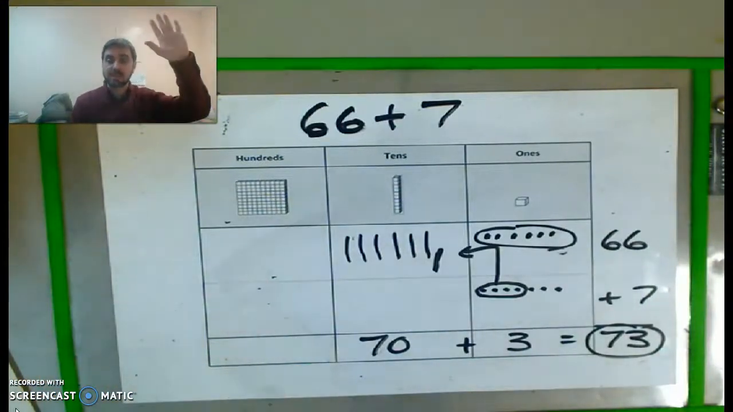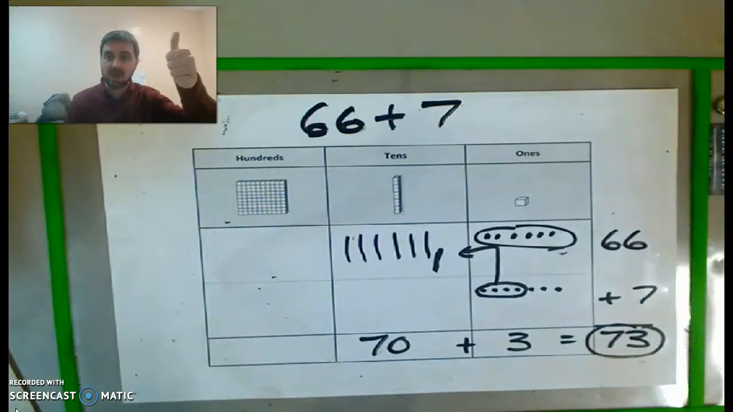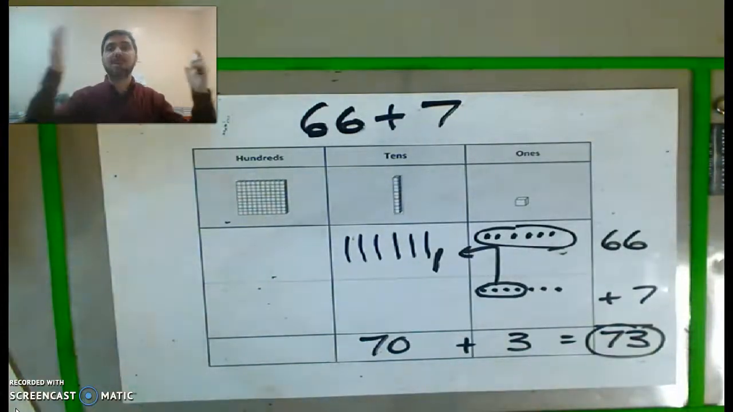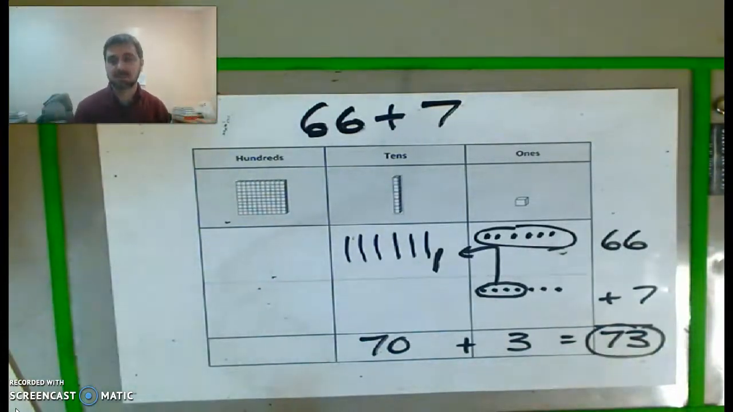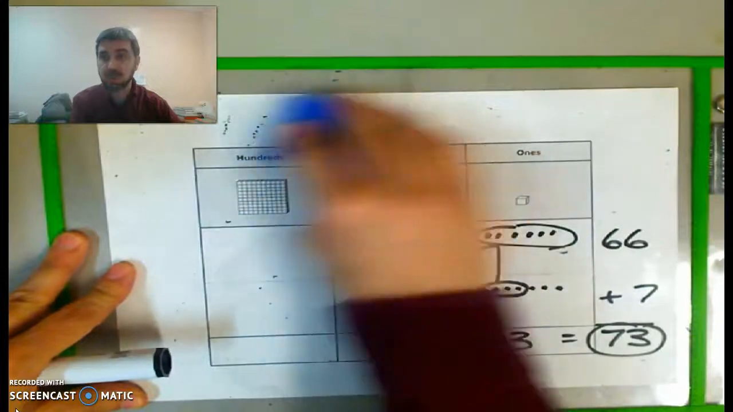Raise your hand if you got 73. All right, excellent job. Raise your hand if you did your best but did not get 73. All right, your brain's growing. Raise your hand if you made a mistake but you learned from it. All right, excellent. We're going to do one more quick one, and then you should be good to go, okay, for tomorrow.